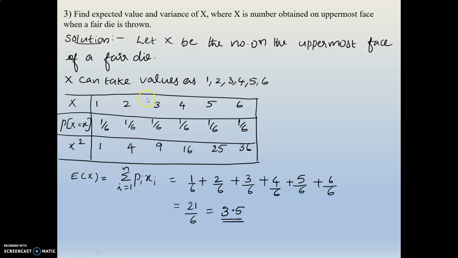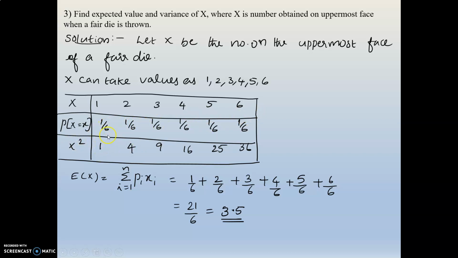So x can take the values 1, 2, 3, 4, 5 and 6, because only 6 faces are there. So the uppermost face can show only 6 values. Now probability of x equal to x: to get each face as the uppermost face, each one has chance 1 upon 6. So 1 upon 6, 1 upon 6, and so on, you can write it like this.